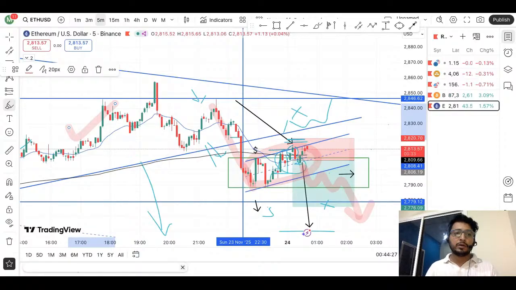So still we are waiting. Our stop loss or target is not yet hit. Let's see how things can unfold. Wait patiently for some time.